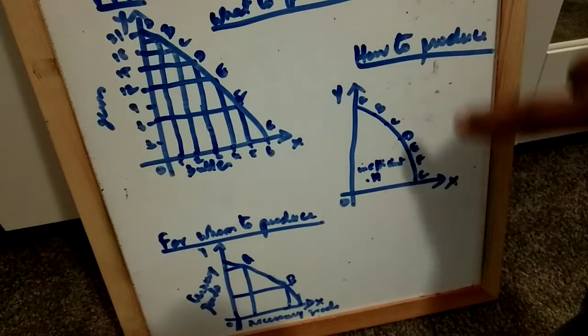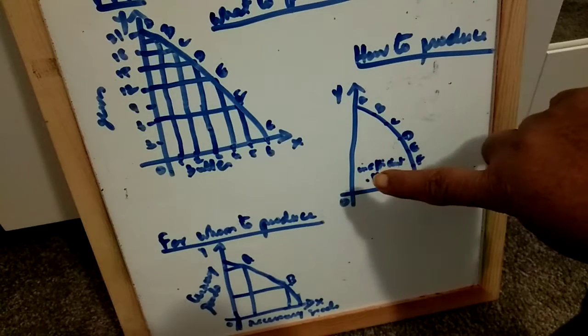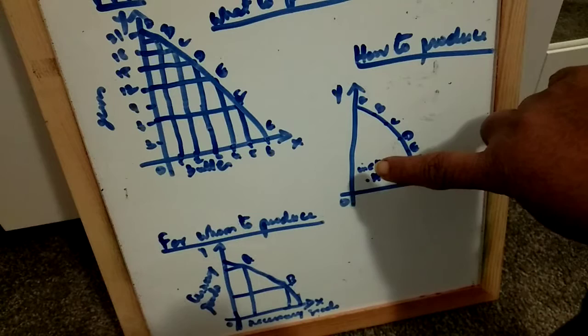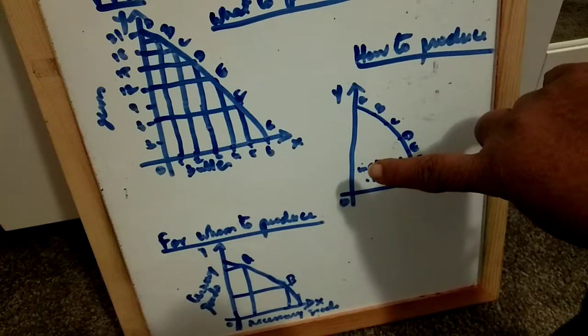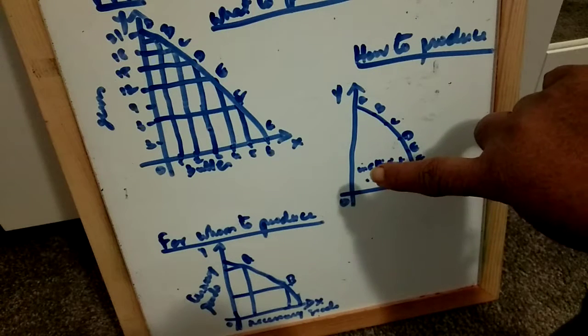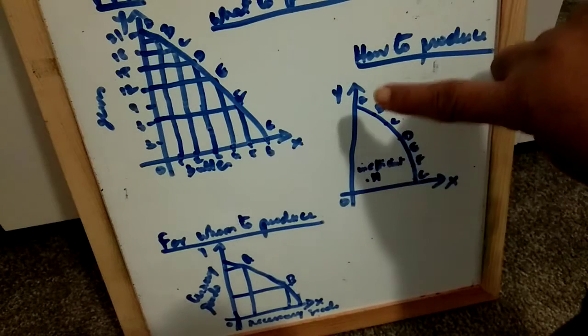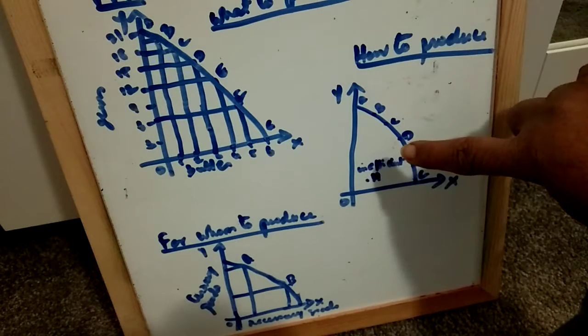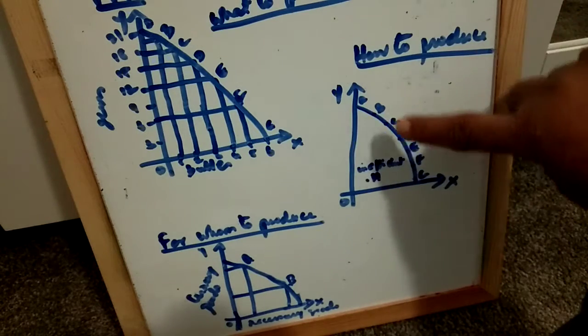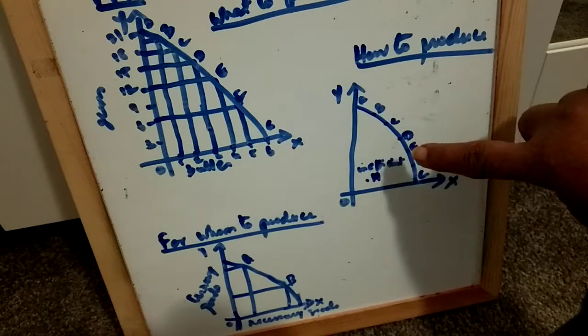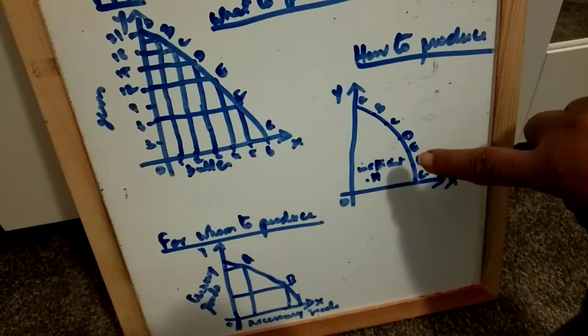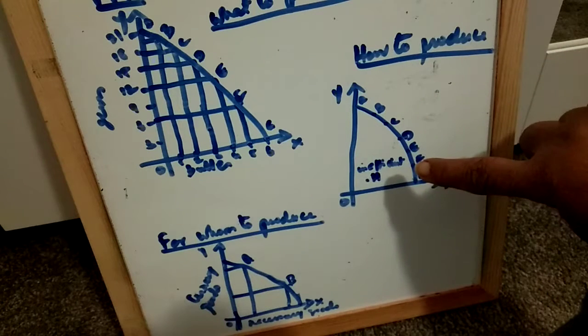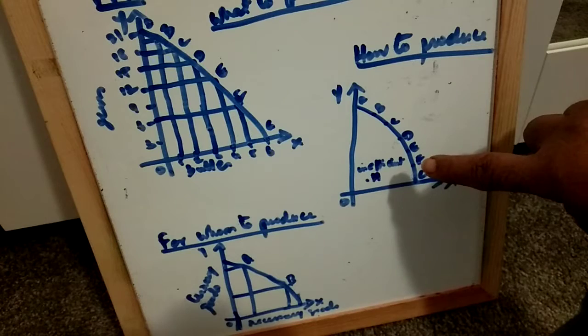So this is how to produce. The point H is inside the PPF. There you find the inefficient use of technology. That is not advisable because the production becomes less. Whereas the points from A to G on the PPF, at all these points you find the efficient use of technology as well as the resources.